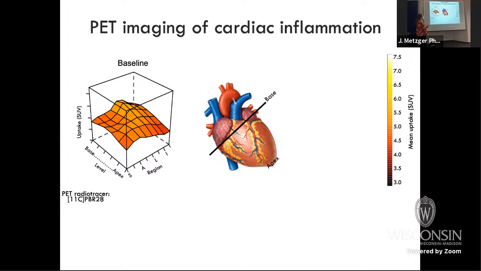So for example, here, looking at this graph, this is just at baseline. The number of immune cells in the heart were on average a bit higher up at the top, at the base, than they were down at the bottom.